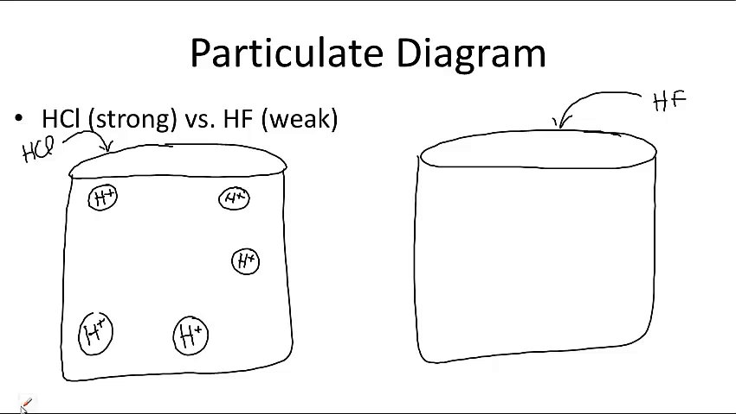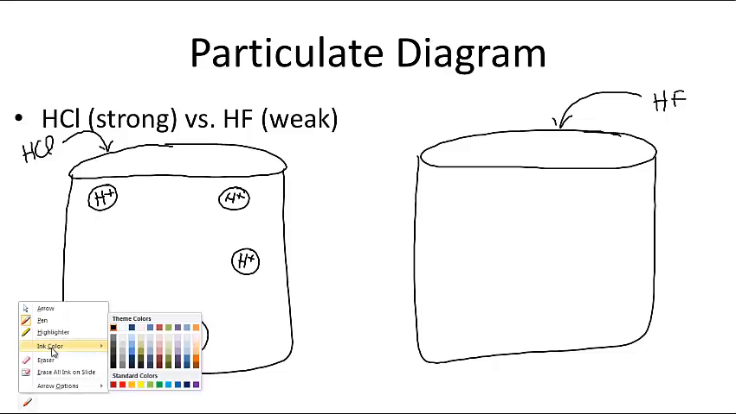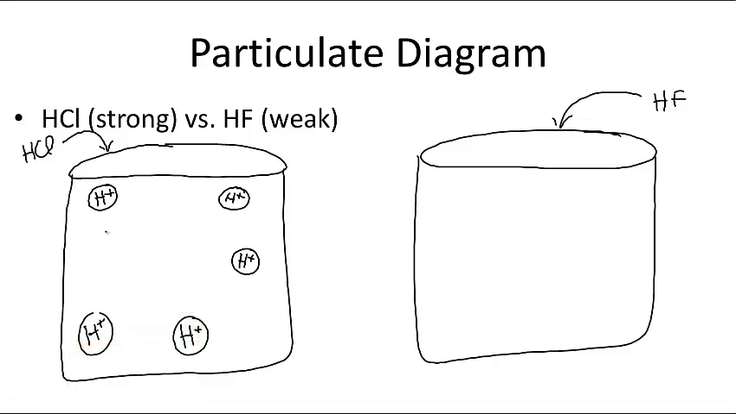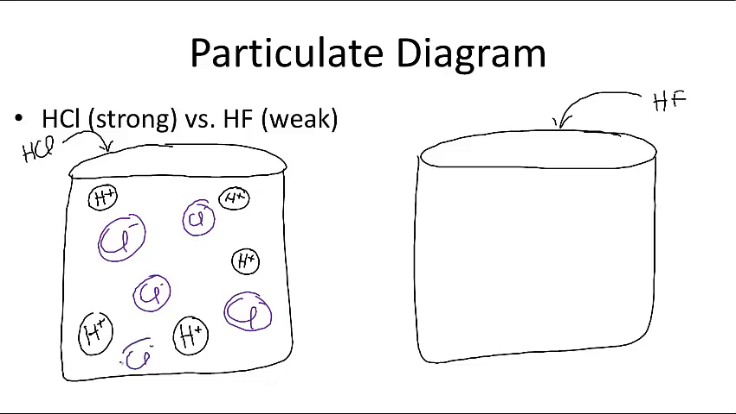Maybe I'll do 5. Make life easier. So if I dissolve 5 molecules of HCl into water, I would get 5 H plus ions, and I get 5 Cl minus ions.